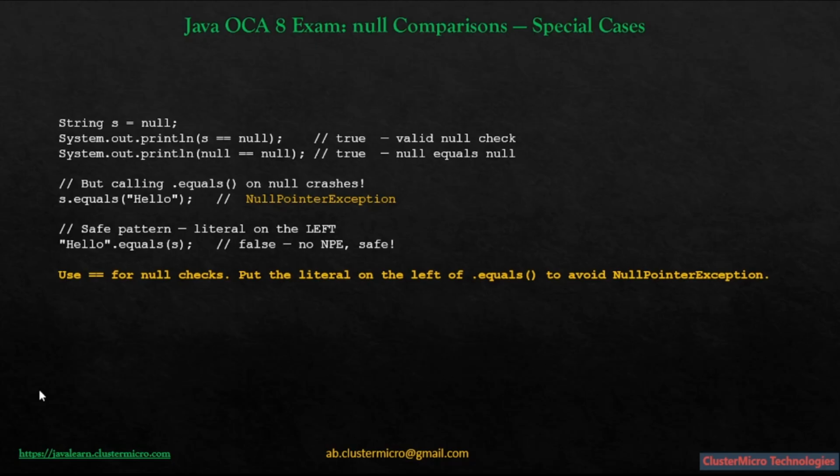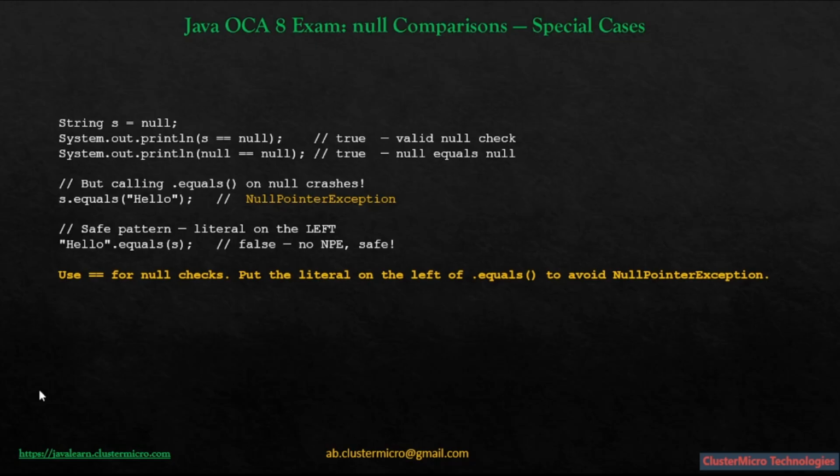To avoid this problem, a common safe practice is to place the string literal on the left side of the comparison. For example, "hello".equals(s): in this case dot equals is called on the string literal, which is never null. If s happens to be null, the method simply returns false instead of throwing an exception. This pattern is widely used as a defensive coding technique in professional Java code.